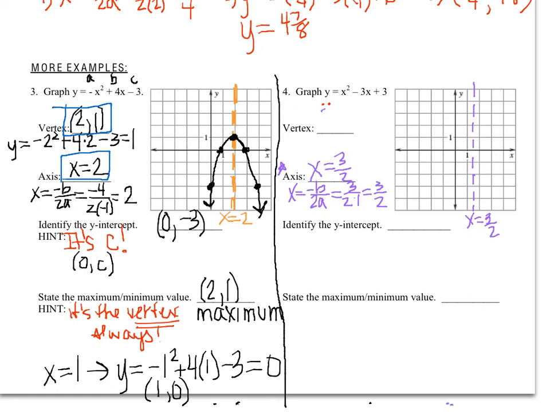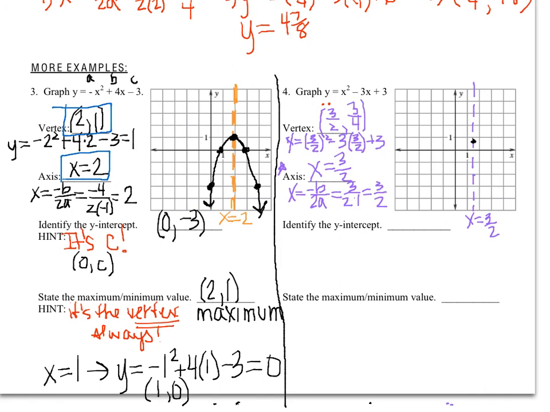My vertex, I know, is going to have an x value of 3/2 because it's on that axis of symmetry. To find your y value, you plug it in here. So we do y equals 3/2 squared minus 3 times 3/2 plus 3. And if you simplify that, you get 3/4. So my vertex is 3/2, comma 3/4. And let's graph that. Over 3/2, up 3/4 would be right about there.